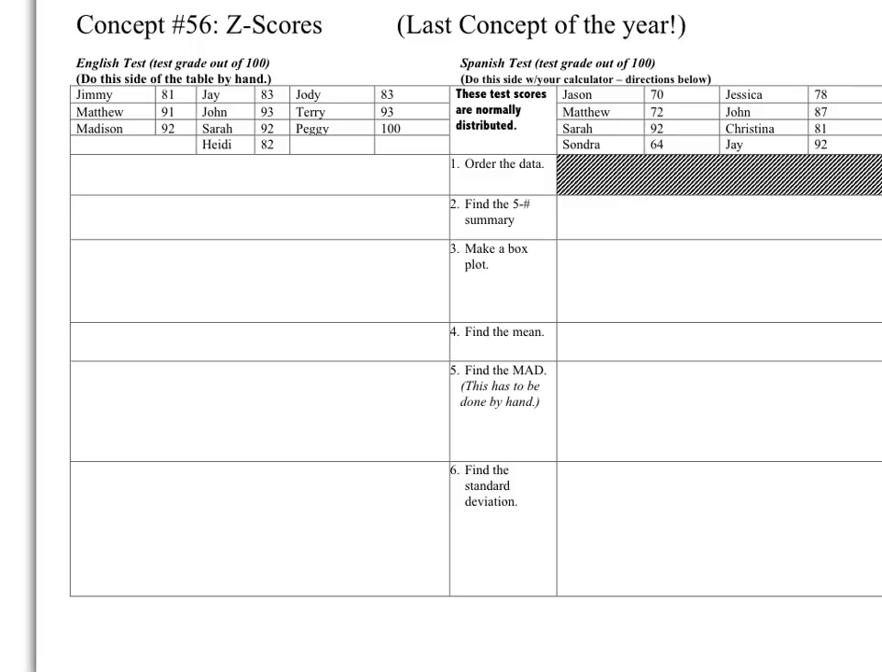All right, the front of this paper is not at all about z-scores. It is just review of 5-number summaries, finding the mean, finding the MAD, finding the standard deviation. But I do want you to pay attention to the directions.